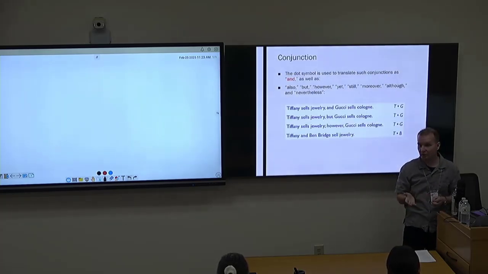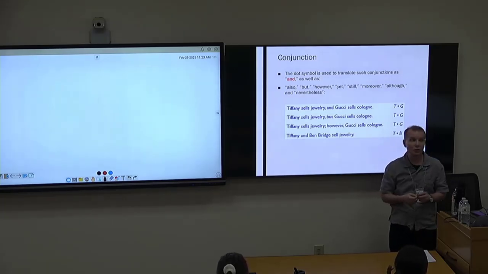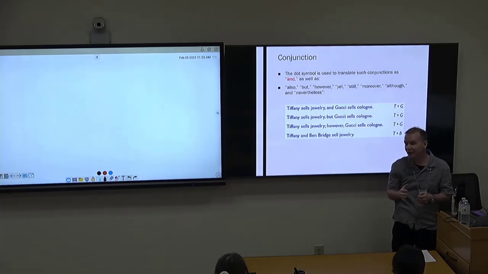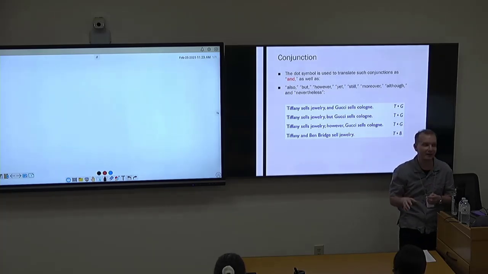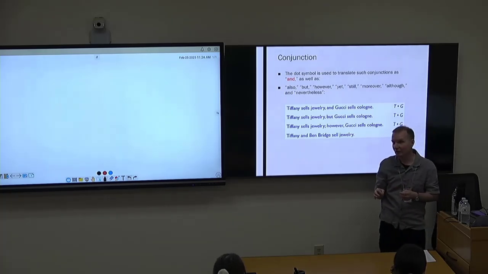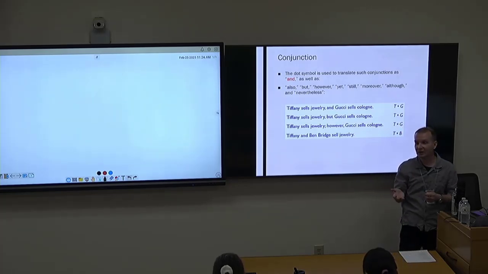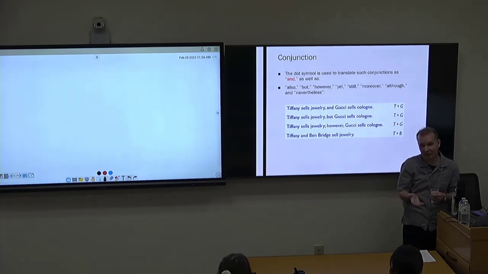Now conjunction. Remember, it's a dot. The easiest way to understand it is the word and. But in language, we use a whole bunch of other words which also are translated as and, as dot. This is a bit of a simplification. In language, you have different shades of meaning, but we are simplifying it. So for our purposes, first of all, the word and is obviously a dot.